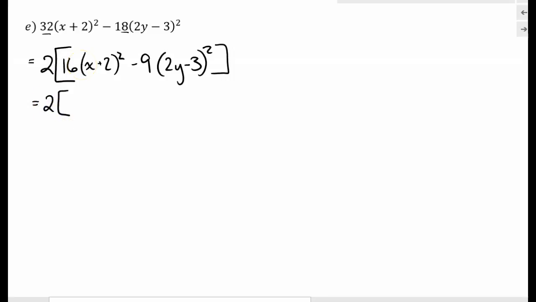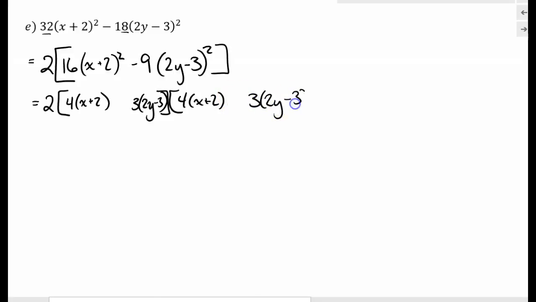So let's go ahead and break this down a little further. This leaves me with 4 times x plus 2 is my square root of my first term. The square root of my second term is going to be 3 times 2y minus 3. Okay, and then just opposite signs. I'm going to distribute and collect like terms. So again, I'm going to skip that actual writing out of that step because it's going to take up the whole width of my screen.